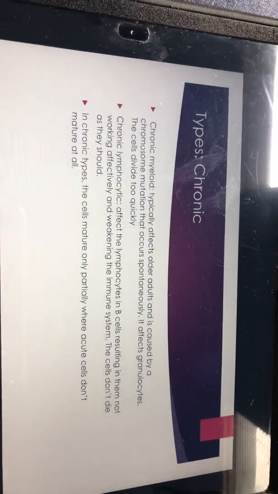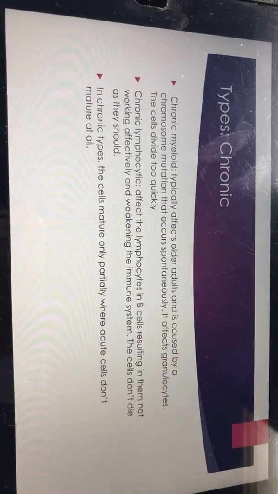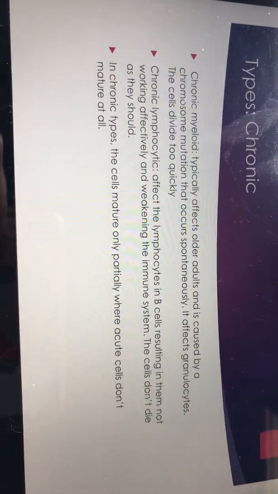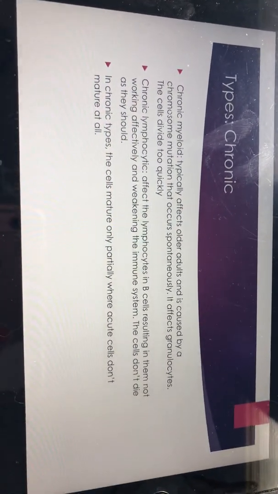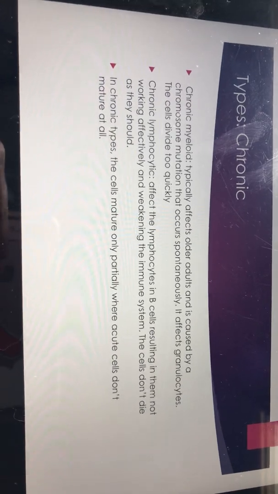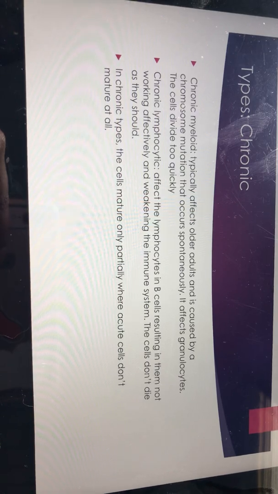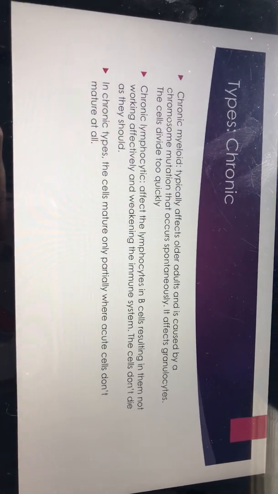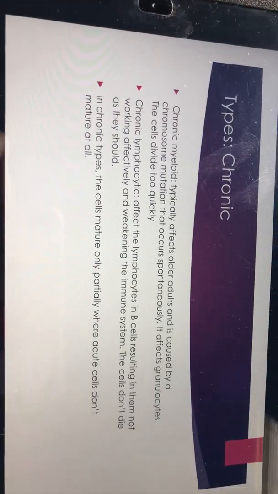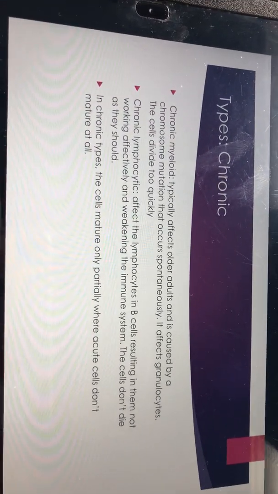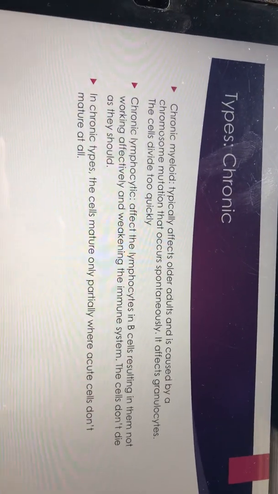Chronic myeloid leukemia typically affects older adults and is caused by a chromosome mutation that occurs spontaneously. It affects the granulocytes and causes the cells to divide too quickly. Chronic lymphocytic or lymphoblastic leukemia affects the lymphocytes and B cells, resulting in them not working effectively and weakening the immune system. The cells don't die as they should with this type of leukemia. In chronic types, the cells mature only partially, whereas acute cells don't mature at all.